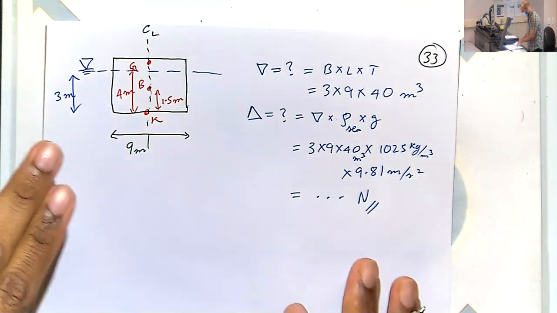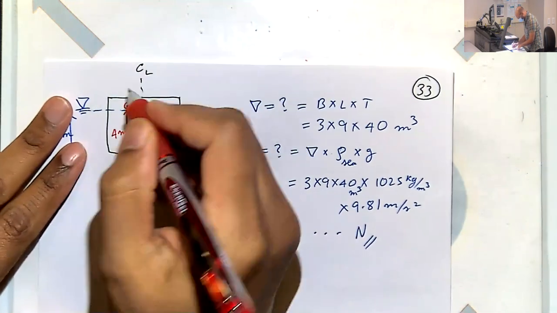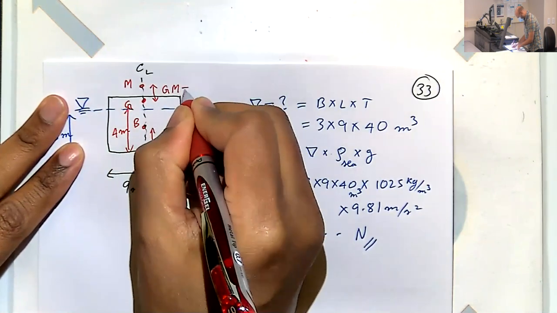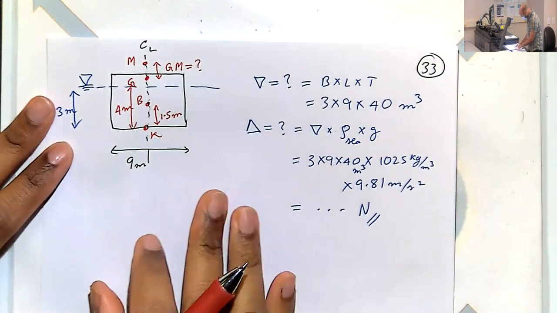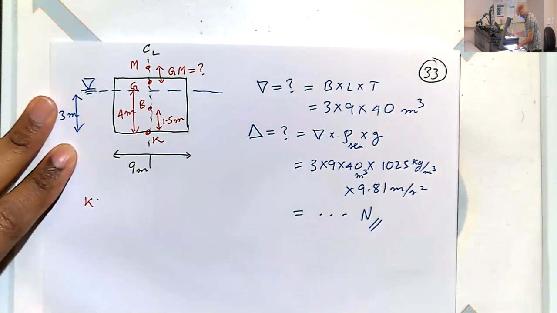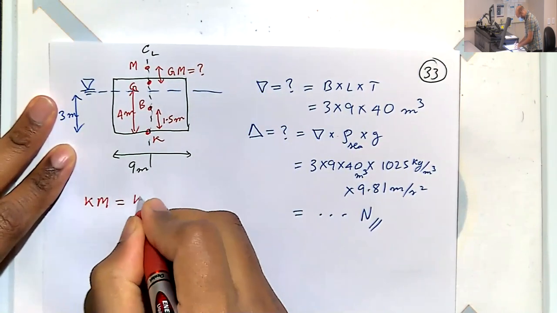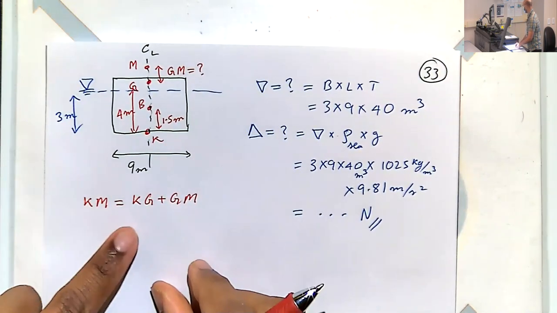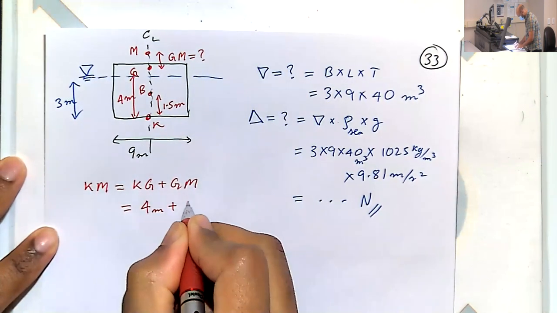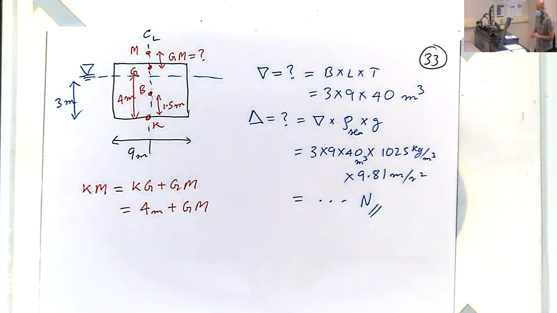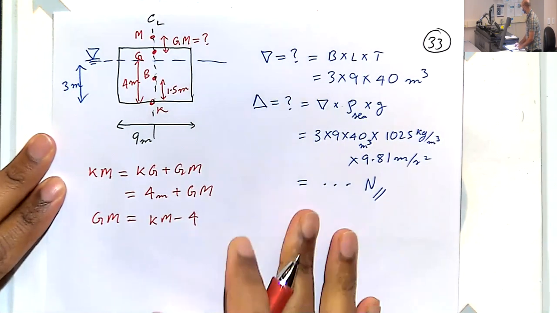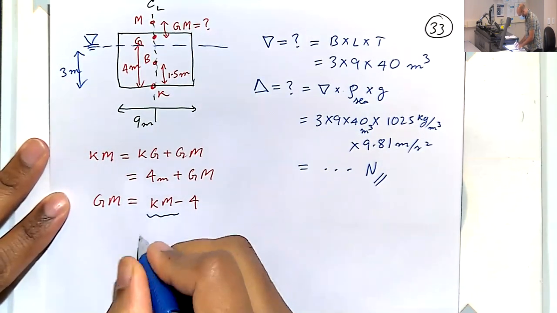Okay, so the question was, what is the initial stability? So basically, what is the location of this metacenter? So what is GM? Again, let's use our two main equations. So KM is equal to KG plus GM. And look, we already know KG. KG is given to be 4 meters. So 4 meters plus GM. Okay, so GM is KM minus 4. This guy is unknown right now.